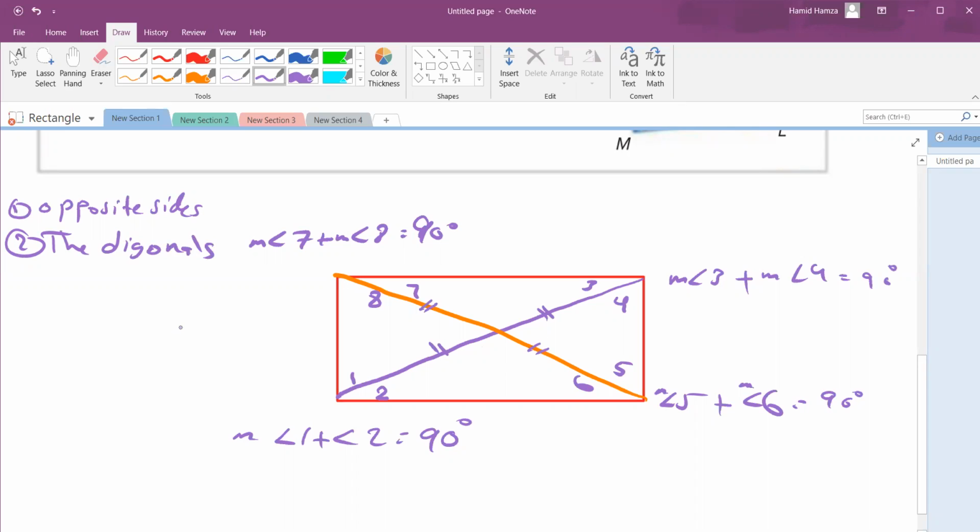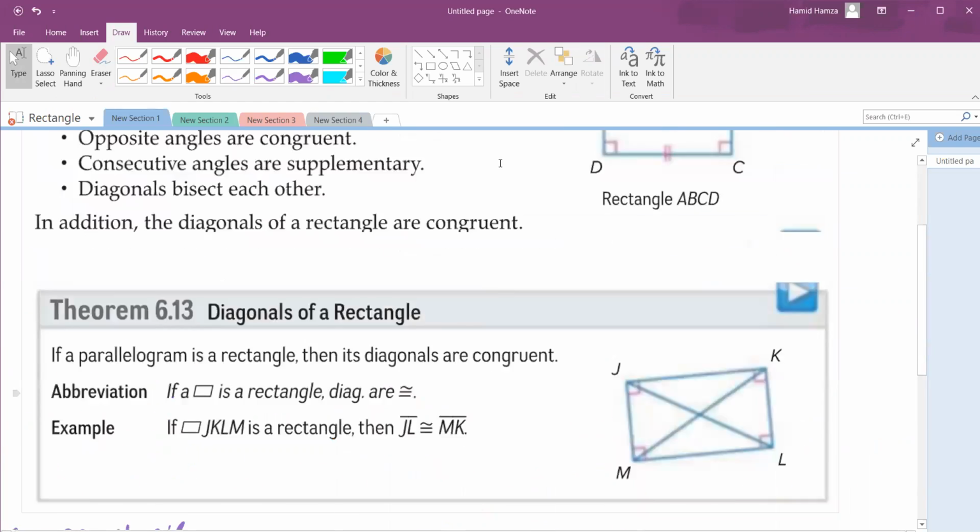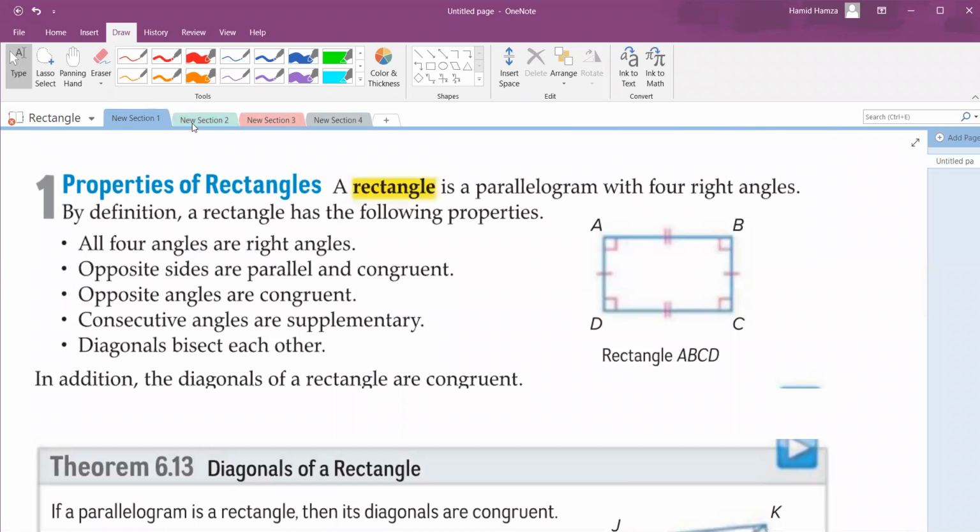Are what? Are congruent, or equal in length. Number 3, the parts of the diagonal. The parts of the diagonal. So this is the equal part. Now let's take an example.